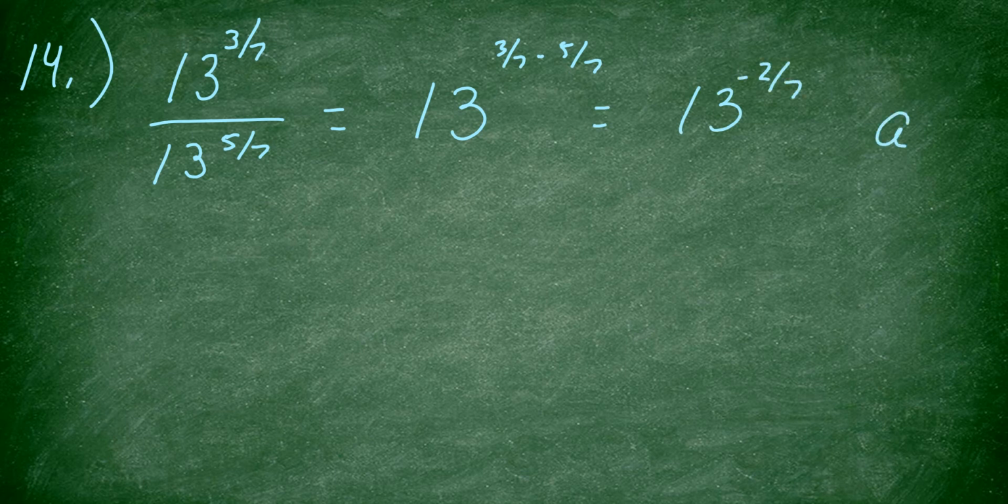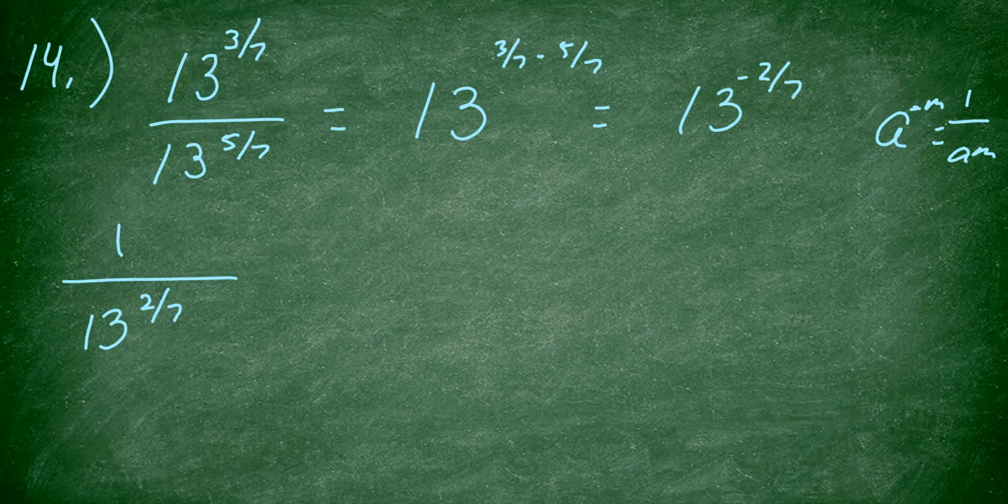Alright, 14 we have 13 to the 3/7 over 13 to the 5/7. The bases match, so I make this 13 to the 3/7 minus 5/7, which is going to be equal to 13 to the negative 2/7. Now remember, you cannot have a negative exponent, so we're using this property. It says if your exponent is negative, I'm going to move it downstairs to the bottom of a fraction. So I have 1 over 13 to the 2/7.